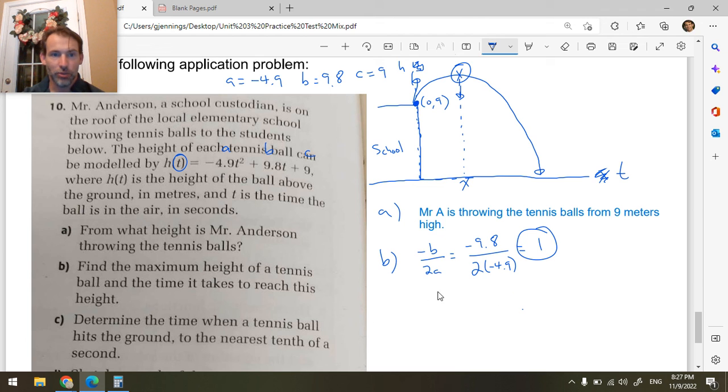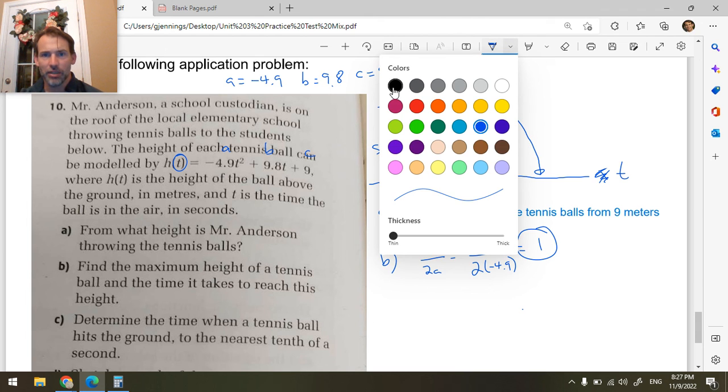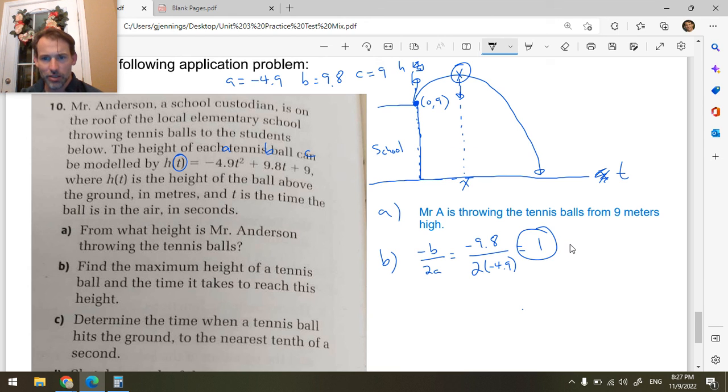And what's the maximum height? So we have to just input here. And I'll use my black pen because I seem to be doing that when I'm finding the y values of vertexes. H at 1 is equal to negative 4.9 times 1 squared plus 9.8 times 1 plus 9. Sorry for kind of writing that in a janky way. This is equal to negative 4.9 times 1 plus 9.8 plus 9. Okay, let's add those together. Negative 4.9 plus 9.8 was positive 4.9 plus 9 is equal to 13.9.